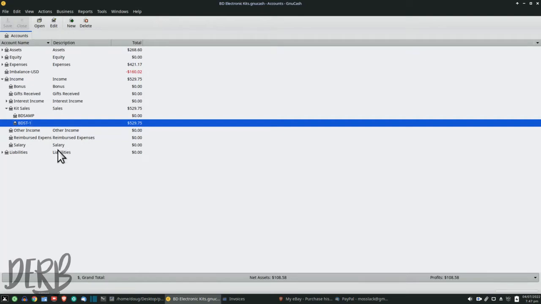Okay, so you can see there's no other income, reimbursed expenses, nothing like that. I do think I may change that around. I'm not really sure.